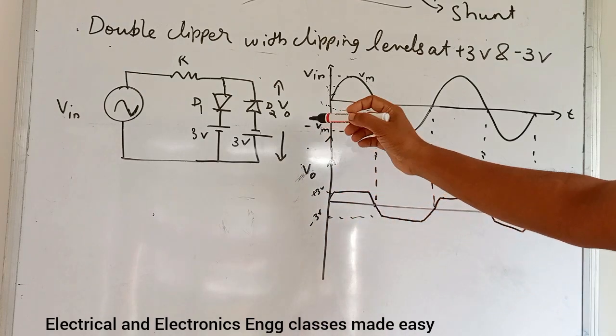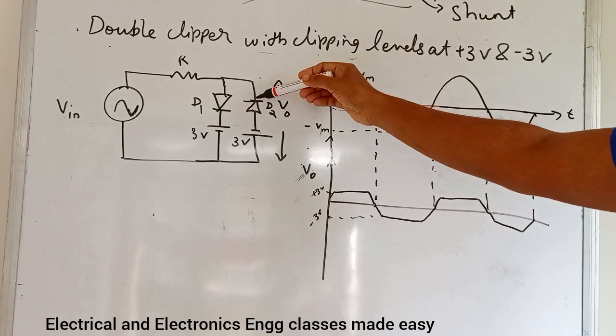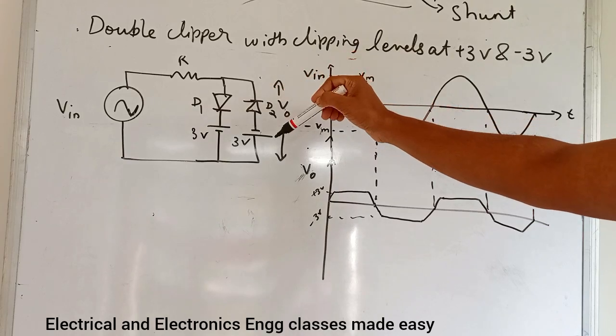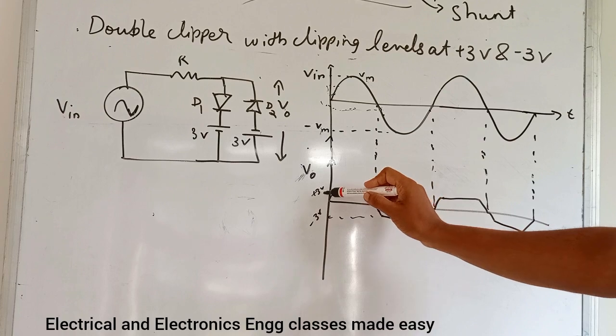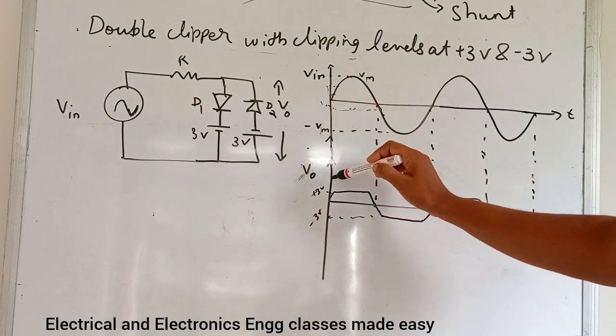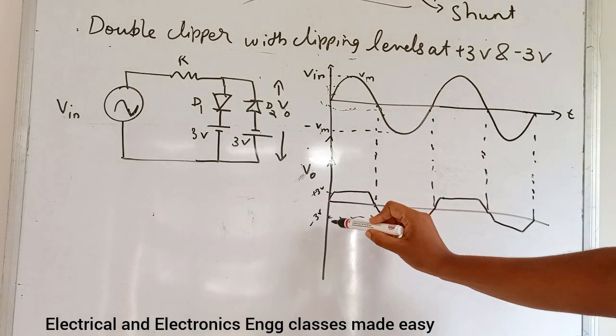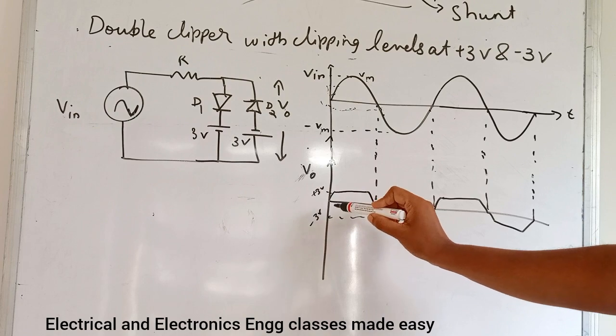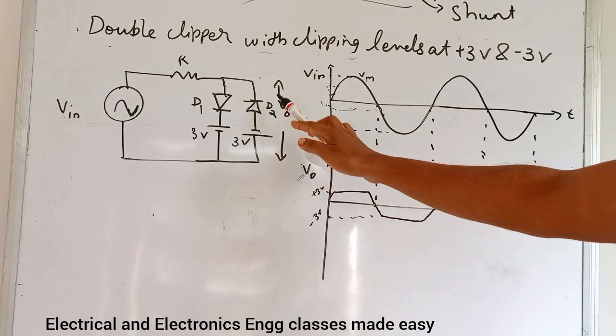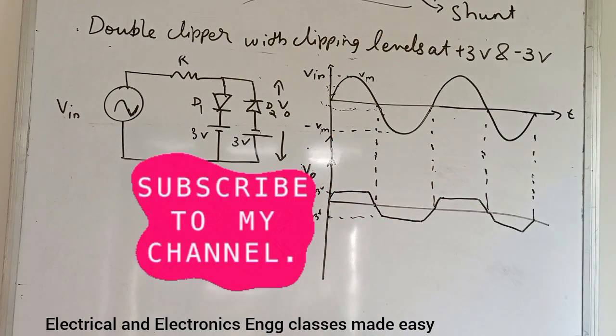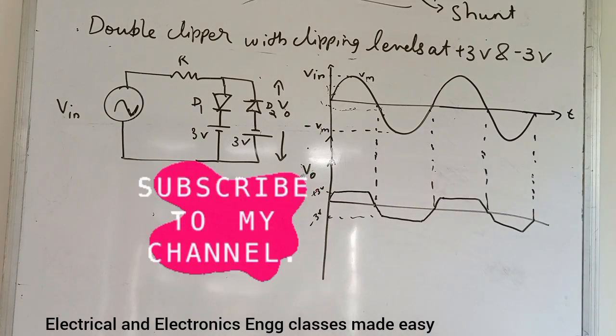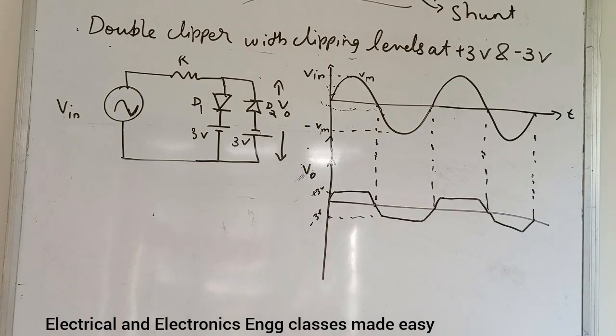So in practical case, we have to consider the diode voltage drop. So in that case, it will be about 3 plus diode voltage. That is here also minus 3 plus the diode voltage drop. So this is the case of double clipper with clipping levels at plus 3 volt and minus 3 volt.